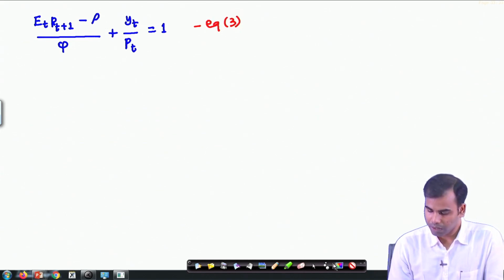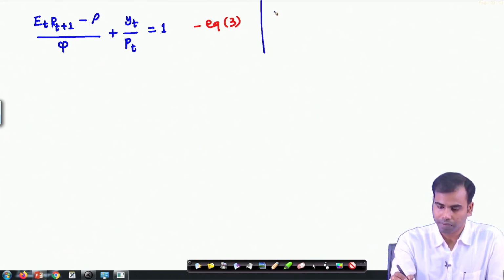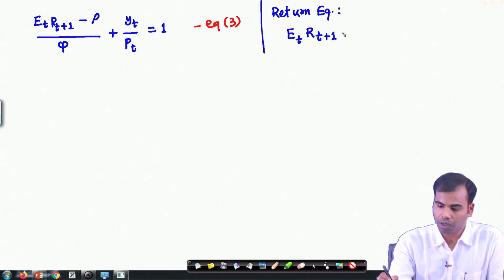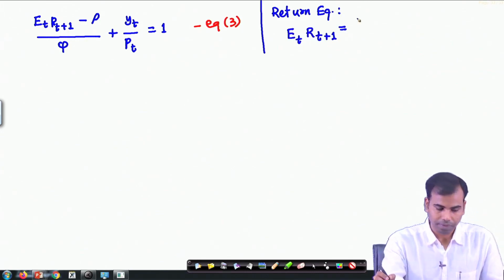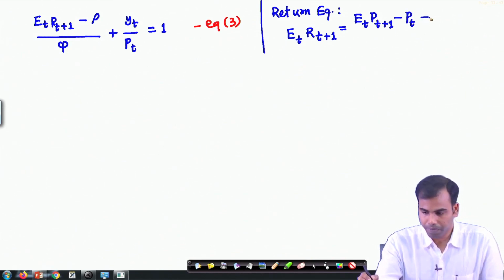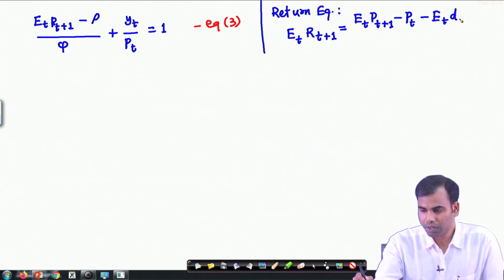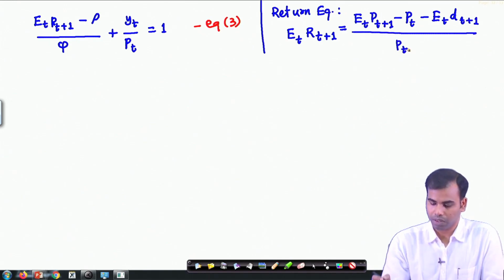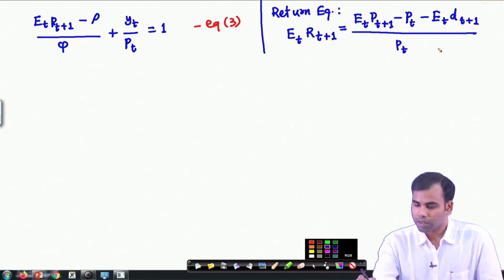We had also seen that the return equation is: expectation of return at time t plus 1 is equal to expectation of price t plus 1 minus price t, plus expectation of dividend, divided by price t. This is named as equation 4.